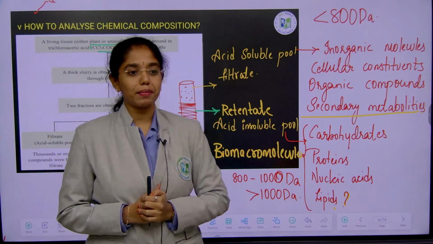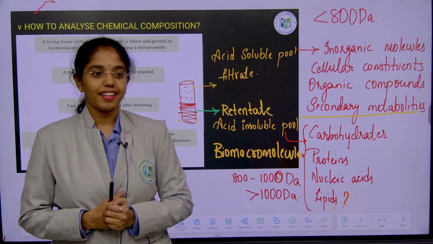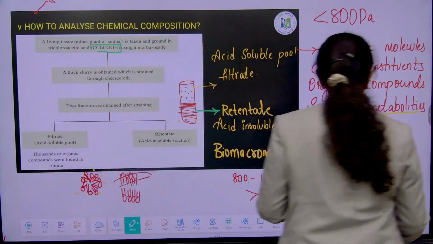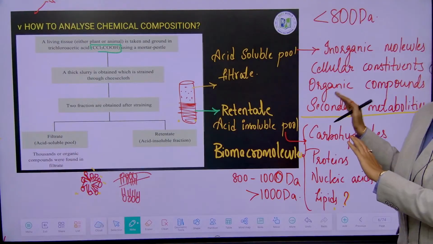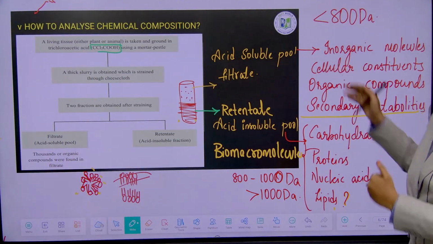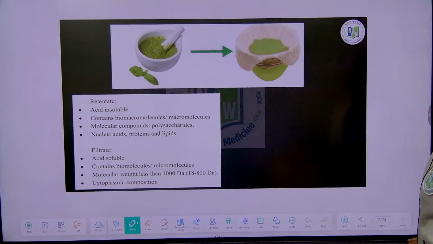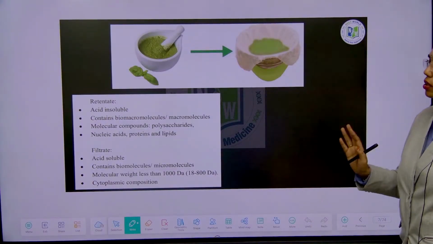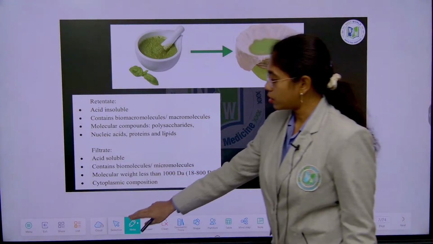What are primary metabolites? Okay, we are going to learn that now. Till here you are clear, right? Secondary metabolites you will see in the acid soluble pool, inorganic constituents, cellular constituents, everything you will see here. Once look into the theory also, beta.